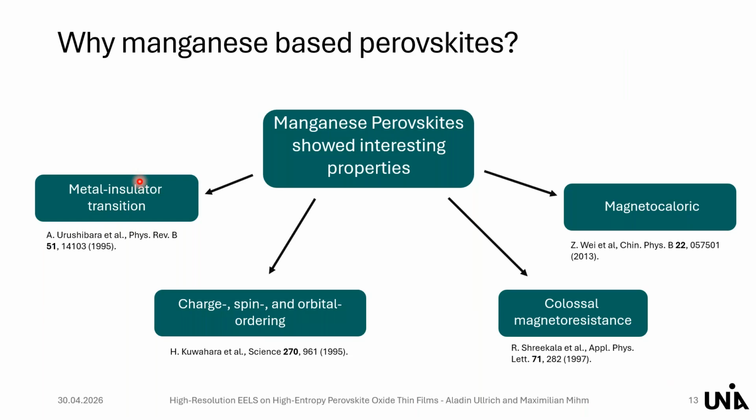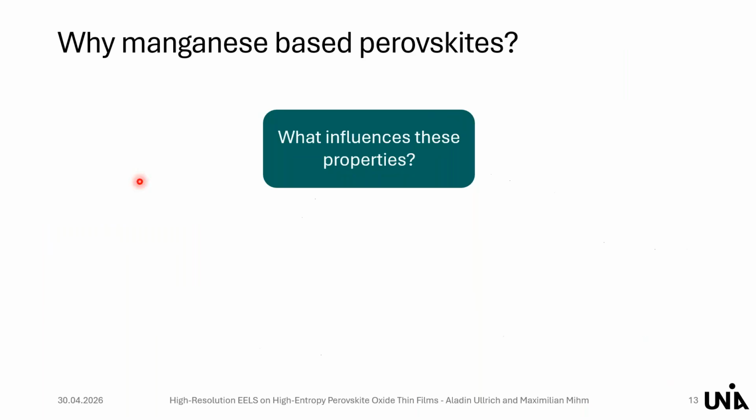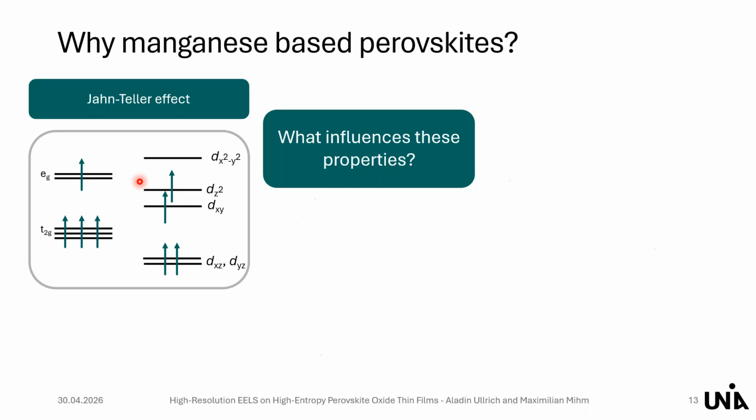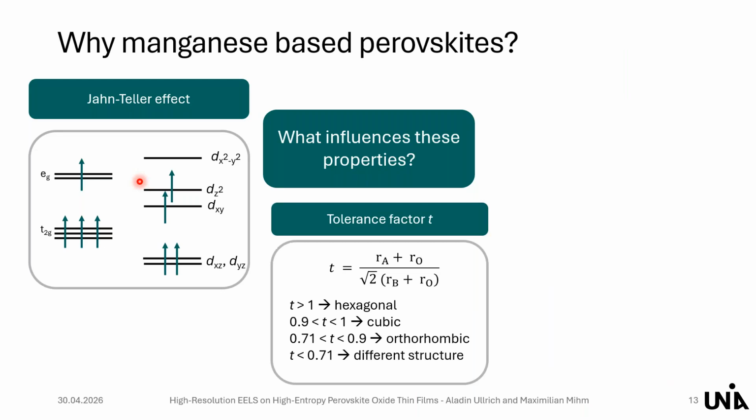But how can we influence these properties, or what influences the properties? The Jahn-Teller effect influences our magnetic and electronic properties. Then also the tolerance factor, we can tune it. We can tune the properties by the tolerance factor. So if we use elements on the A site with different radii, our perovskite gets more or less distorted, which also has a direct influence on our magnetic properties.